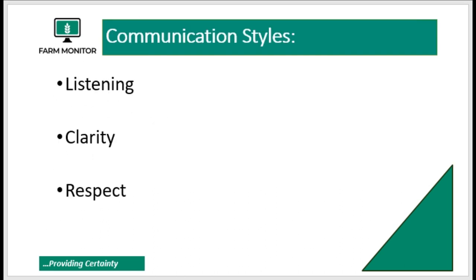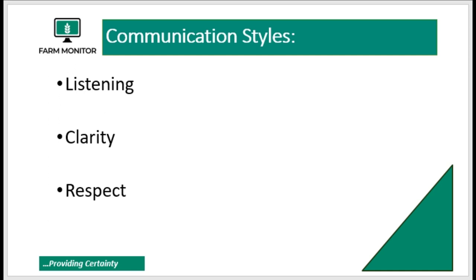There are several communication styles or key things that we must take note of in communication. One, of course, is active listening. Active listening is crucial. Members must listen carefully to one another to understand different viewpoints and ideas. Then another is the issue of clarity.